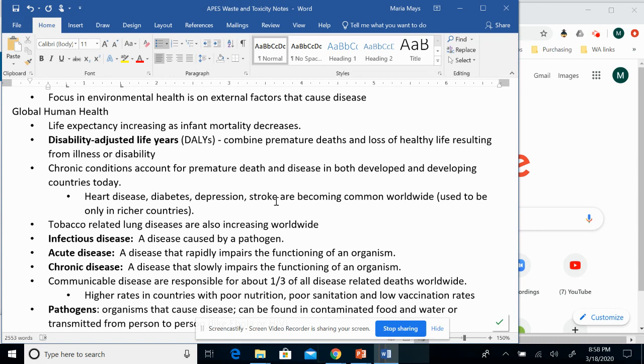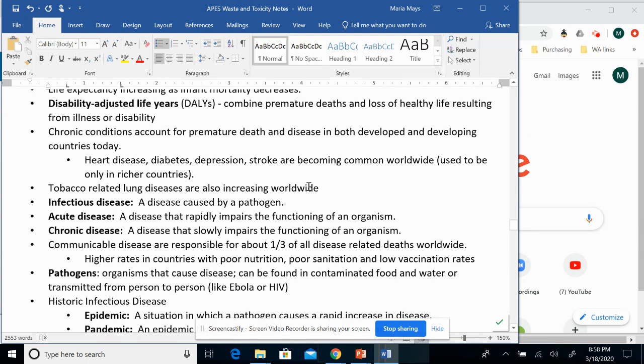Tobacco-related lung diseases are also increasing worldwide. Now, in some countries, those are decreasing, but in others, it's increasing. So it really depends on where you're talking about with the tobacco-related lung diseases. And it is still yet to see how vaping plays into that problem.